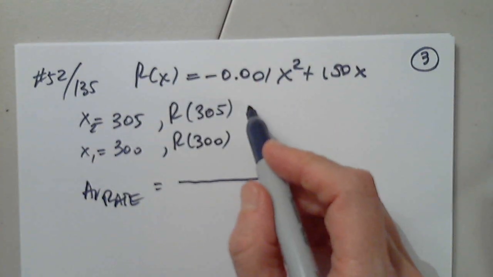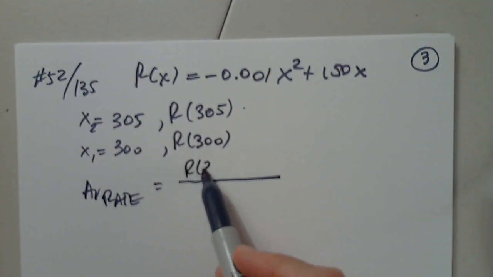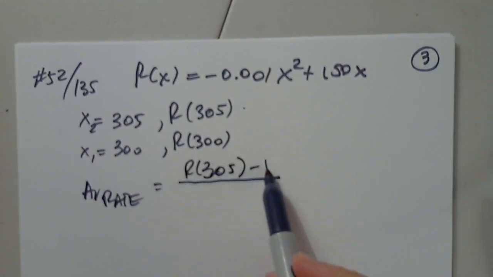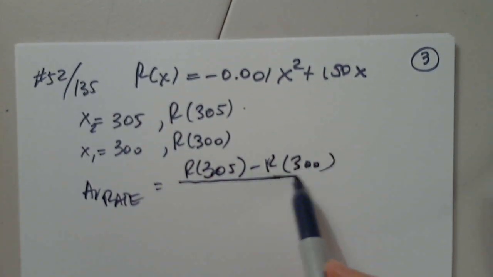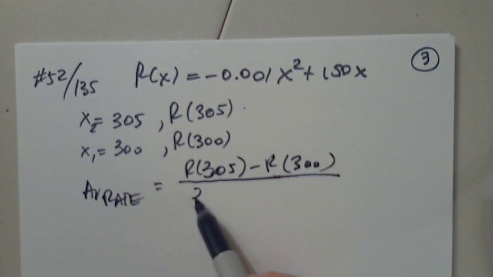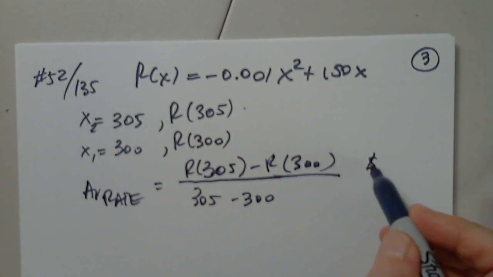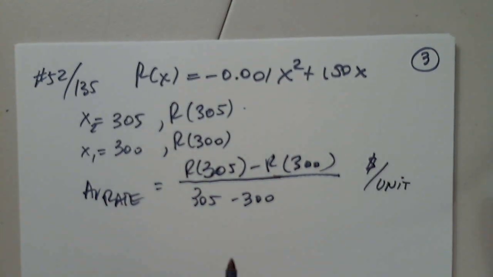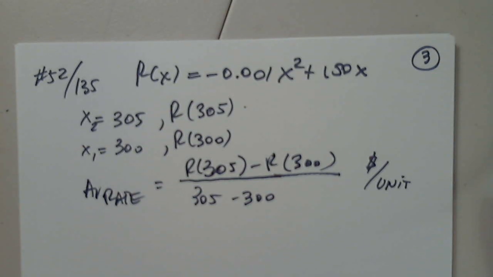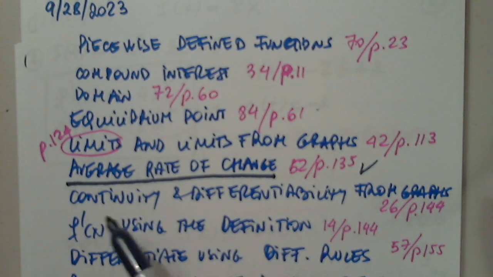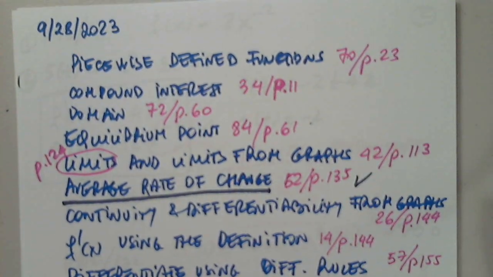So let's say we get whatever. So it's R of 305 minus R of 300 divided by 305 minus 300. And it will be, of course, in dollars per unit. Is this okay? Yeah. Okay, let's move on. So this is done. What else would you like to continue with?